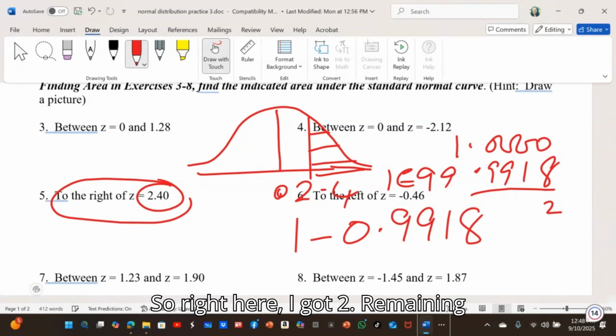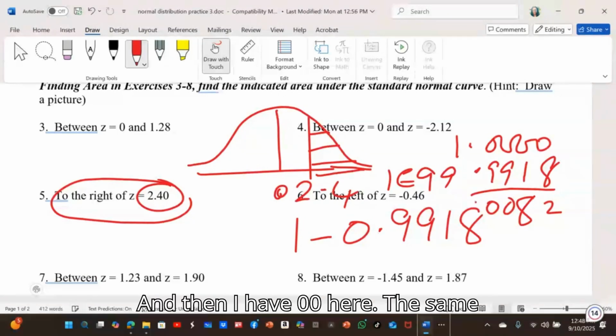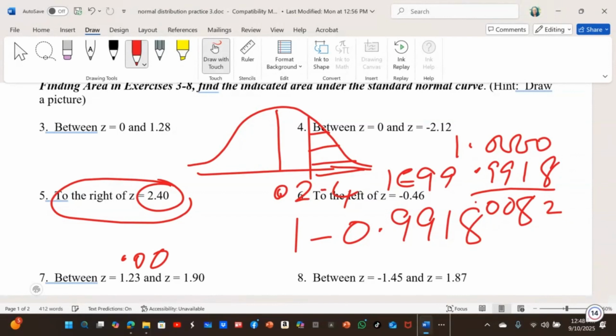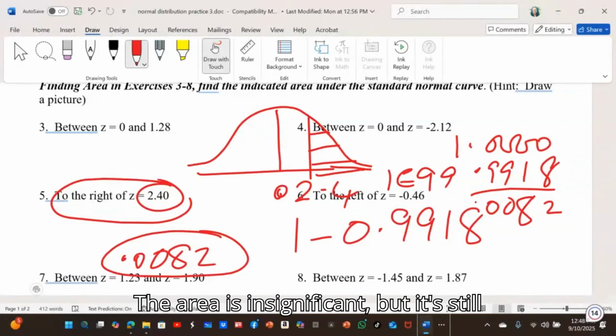So right here I got 2. Remaining 9 here, 9 minus 1 is 8. And then I have 0 here. The same answer we had from the calculator. And therefore, the area to the right of 2.4 standard deviations above the mean is 0.0082. So that is the area. The area is insignificant, but it's still something.